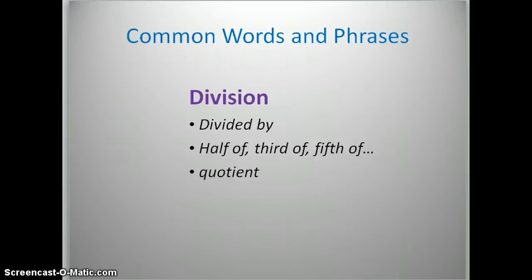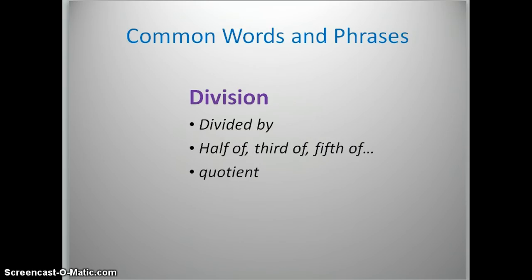And finally we have division. Some phrases for division include divided by, half of, third of, fifth of, or quotient. And once again, when you see these phrases, half of, third of, fifth of, or there are some others, that tells you not only that you're dividing, but that you're dividing by a certain value. So if you see half of, that means you're dividing by 2. Or third of means you're dividing by 3.